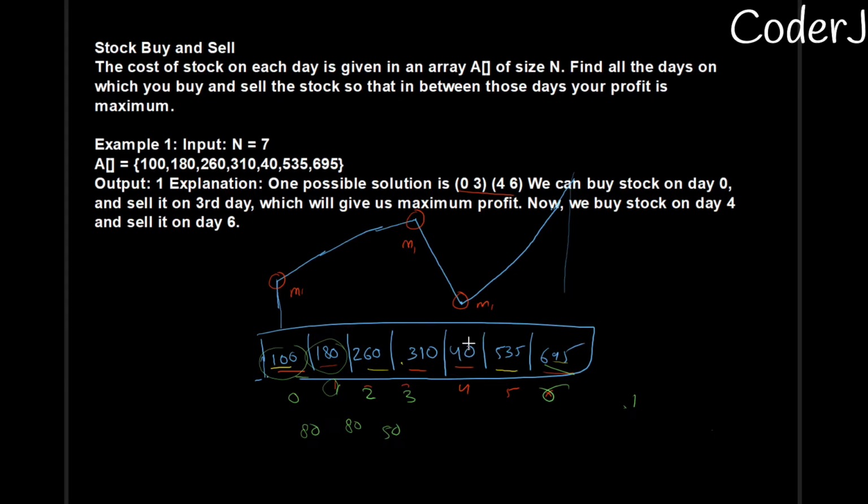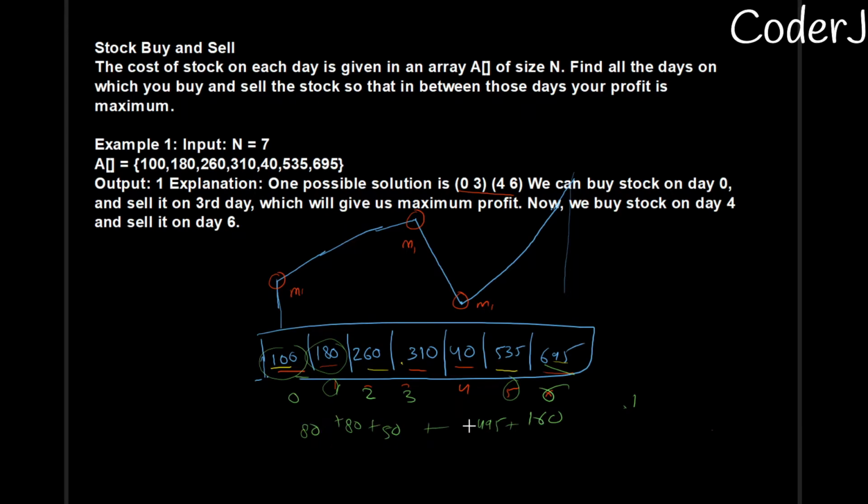You come at 40, sorry, you come at day 4 and you see, okay, the price at day 5 is going to be 535, so you buy it. And what is going to be your profit? Your profit is going to be 495. Again, you come at day 5, you say the price at day 6 is going to be 695, you buy it at 535, you sell it at 695, and your profit this time is going to be 160, and your complete profit is basically the summation of all these values.